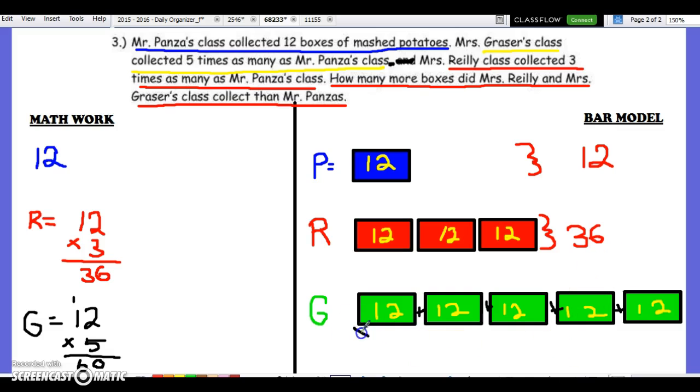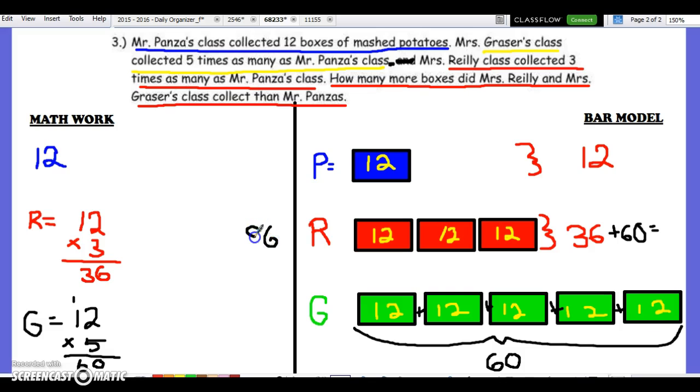That's still not my equation, however, because I draw my mustache to show my total for Mrs. Grazer as 60, and I've got to go back to the main question. How many more boxes did Mrs. Riley and Mrs. Grazer collect than Mr. Panza? So I need to total Mrs. Riley and Mrs. Grazer's class to help solve this problem. 60 plus 36 is 96. That's the total of Mrs. Riley's class and Mrs. Grazer's class combined. In order to tell the difference between their 2 classes and Mr. Panza's class, I just subtract 12. 6 minus 2 is 4, and 9 minus 1 is 8.